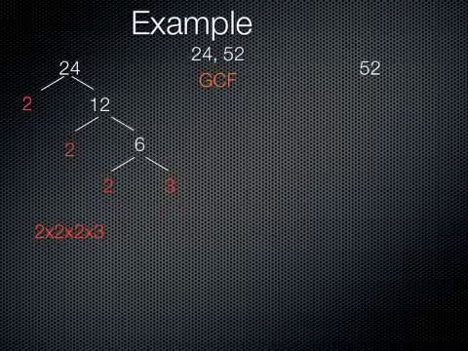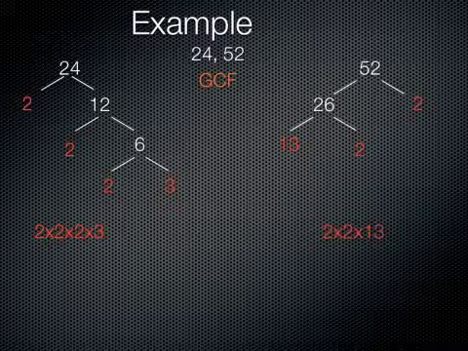Alright, 52. Since 52 ends in a 2, I know that it's even, so I know that 2 is a factor. So 2 and 26 in this case, and then 26 can be broken down into 13 times 2. So now I have my prime factorization of 52.